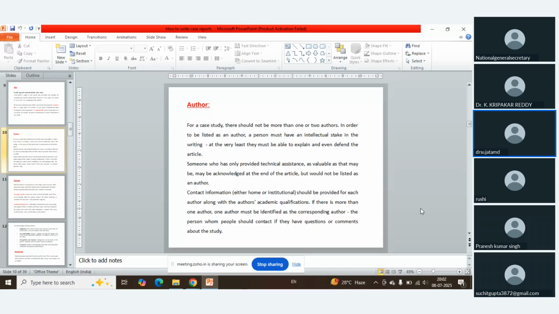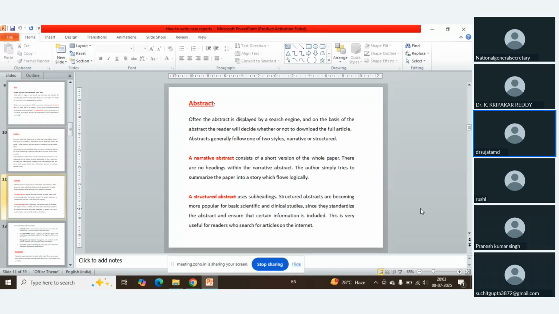In the author list, you must give contact information of the authors, provided for each author separately. If there is more than one author, one must be identified as the corresponding author, so that all the correspondence regarding the article may be done with that particular author. If one author, he is the first author and the corresponding author. But if two authors are writing one article, then one must be the corresponding author, the person whom people should contact if they have questions or comments about the study.